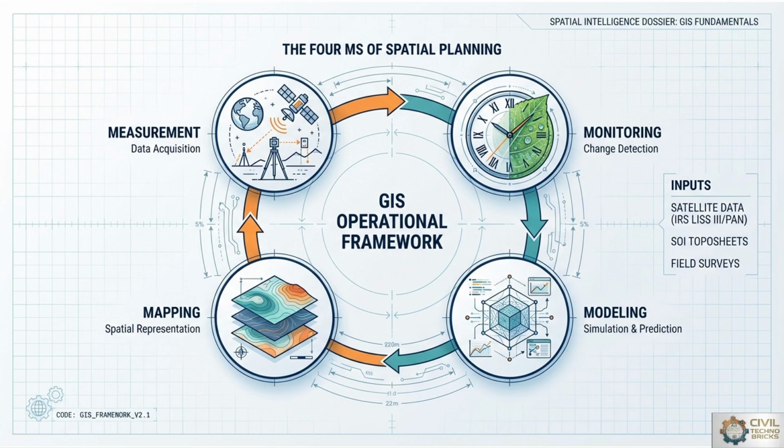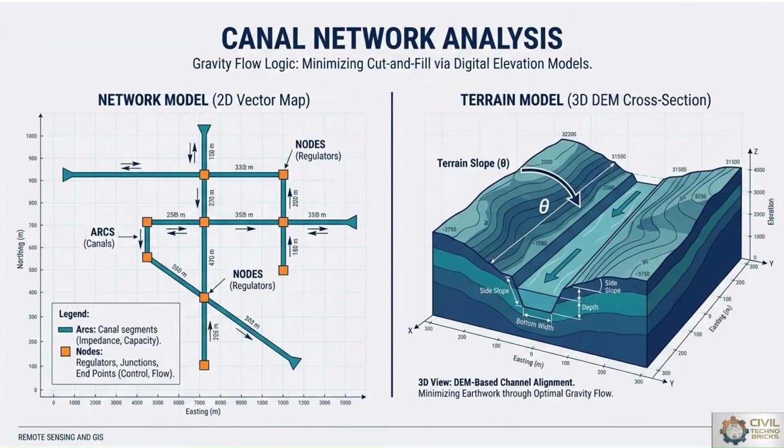So inputs are the satellite data by using IRNSS or any type of satellite, or we can use data from topo sheets or field surveys. So this GIS operational framework is most important in the agricultural field, in smart city planning, in traffic density or any other characteristics.